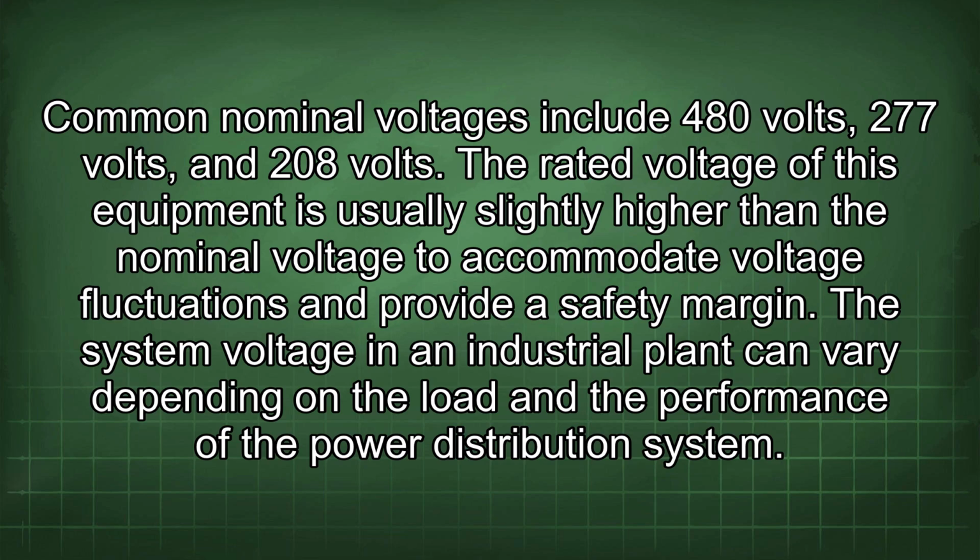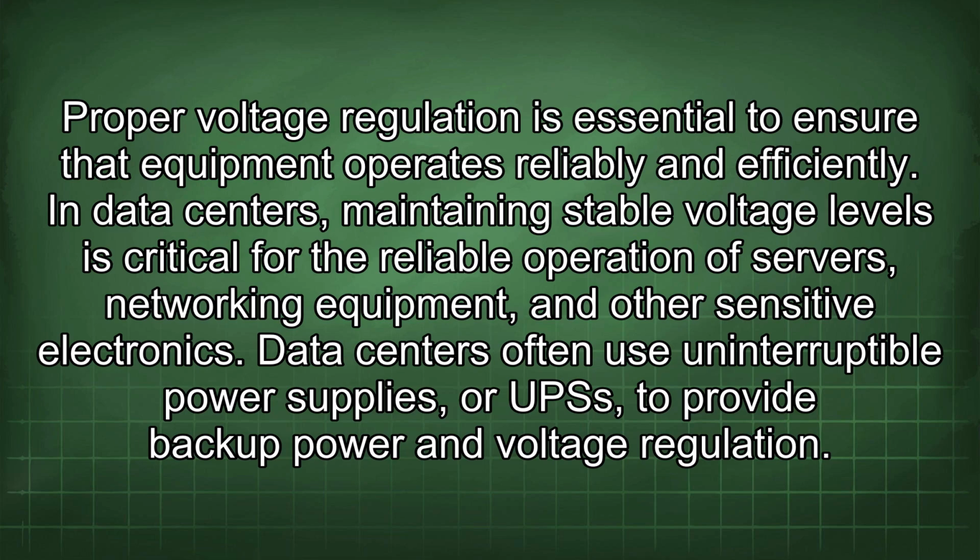The system voltage in an industrial plant can vary depending on the load and the performance of the power distribution system. Proper voltage regulation is essential to ensure that equipment operates reliably and efficiently. In data centers, maintaining stable voltage levels is critical for the reliable operation of servers, networking equipment, and other sensitive electronics. Data centers often use uninterruptible power supplies, or UPSs, to provide backup power and voltage regulation.